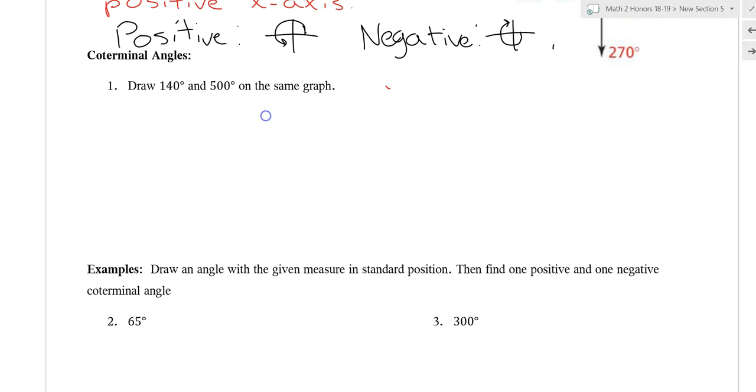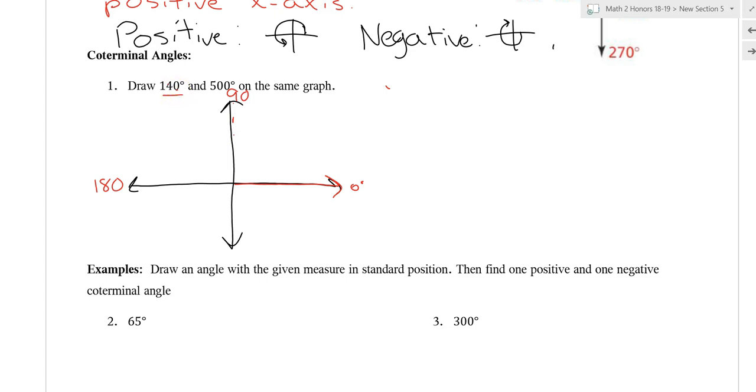All right, so my first example, I want to draw a 140 degree angle and a 500 degree angle on the same graph. So for my 140 degree angle, here's where I start, right? This would be 0. That's my initial side. And I want to see where the 140 degrees, where that terminal side would be. So how I do it for degrees is I go, all right, this is 90, right? The next one's another 90, 180. And now that's above 140. So I know my angle has to be somewhere between 90 and 180.